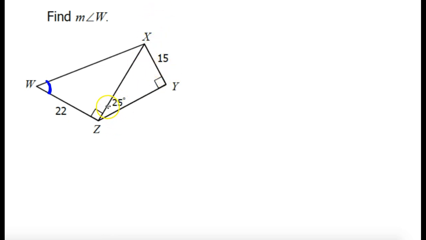This is the side I want to find. Here's my angle. With respect to this angle, 15 would be the opposite side. X would be my hypotenuse, because that's opposite the right angle. The trig function that deals with opposite and hypotenuse is sine. So my setup would be sine of 25 degrees equals opposite over hypotenuse equals 15 over x.